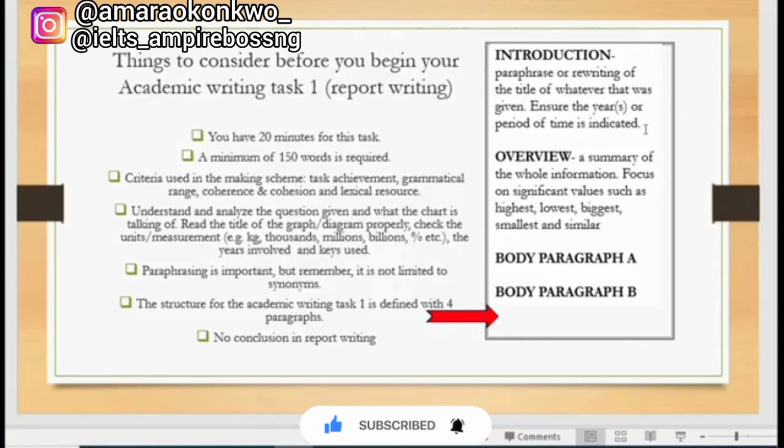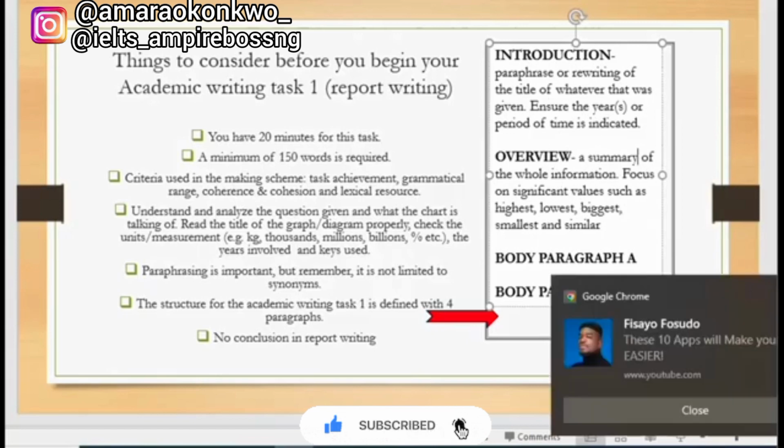Ensure the years or period of time is indicated, or any other unit. But just know that if a country was mentioned, please mention that country, understand? Take note of these details. So when you are paraphrasing the title, when you're writing it, indicate these things in your introduction.